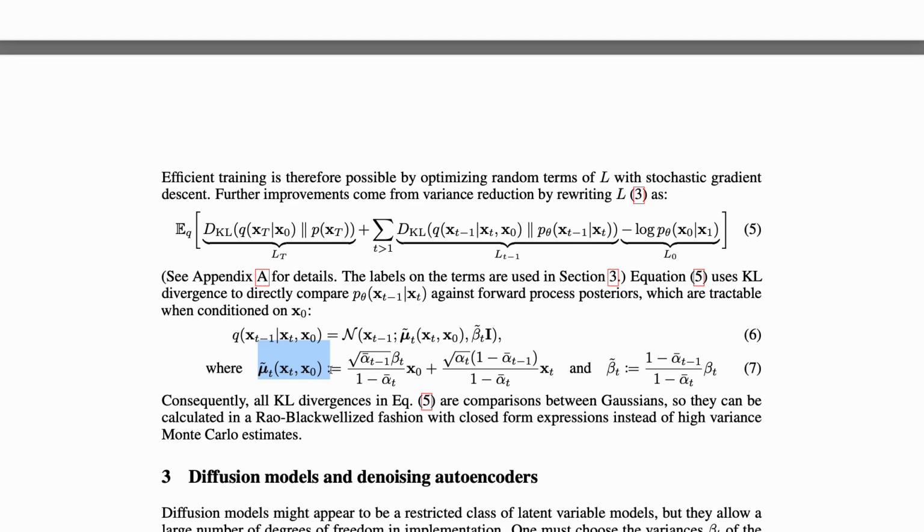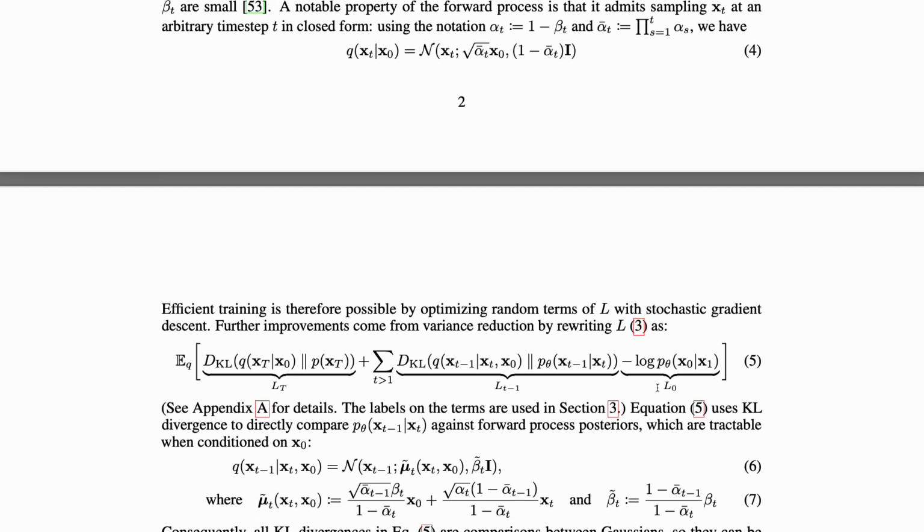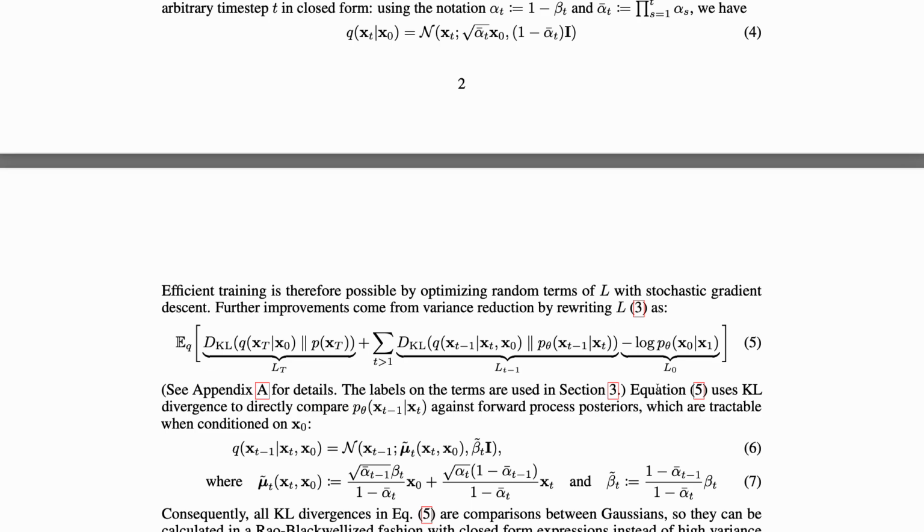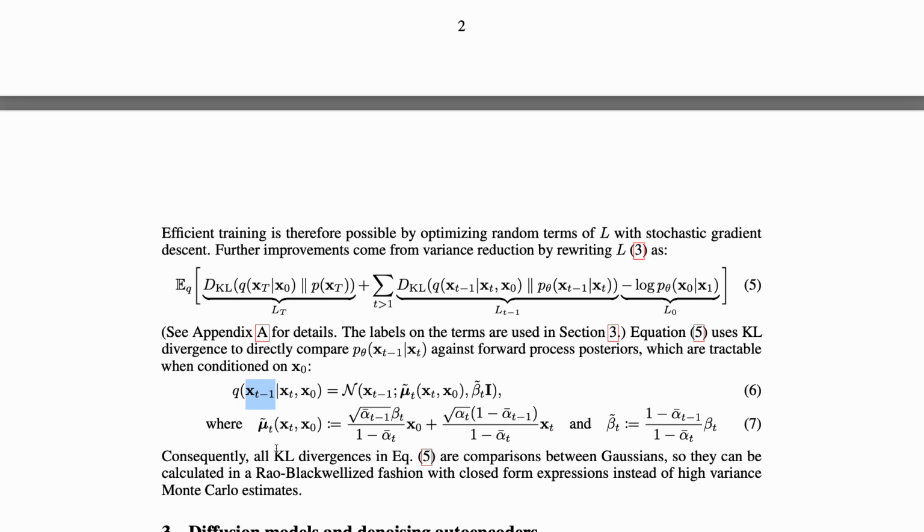Now, what is this? Oh, okay. It is just expanding this part and this part. Okay, so it's computing xt minus 1 given xt and x0. I see. So it is utilizing both x0 and xt to estimate xt minus 1.